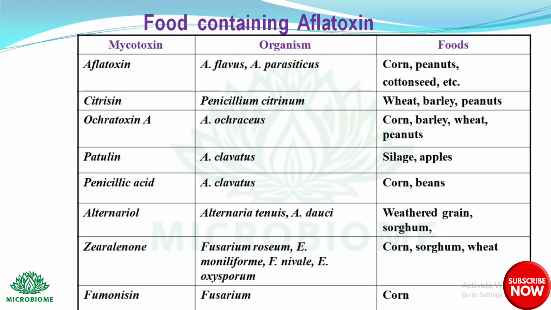Penicillic acid by Aspergillus clavatus in corn and beans. Alternariol by Alternaria tenuis in withered grain and sorghum. Zearalenone by Fusarium roseum in corn, sorghum and wheat. Fumonisin by Fusarium in corn.